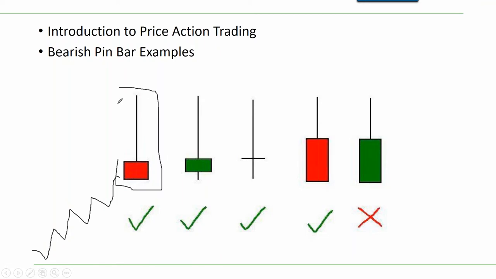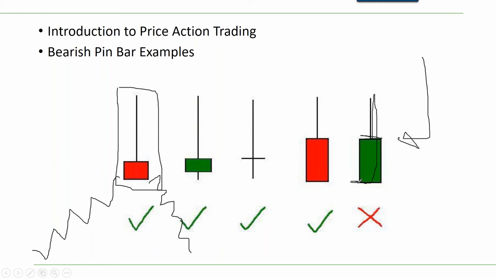So here you go. Here's another slide. You can take a screenshot, stick it up on your chart. If you've never seen a pin bar before, here are some fantastic examples. The one on the far right, not so much. Why? Well, just think about it. Remember what we talked about? We want the wick, the pin, to be 2 to 3 times the body.